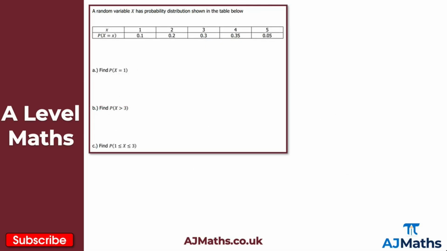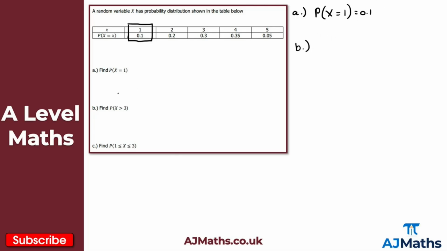And finally, if we take a look at the very last question here, we've got a random variable x which has probability distribution shown in this table below. So we've got three parts to this. Part A, we have to find the probability that x is equal to 1. So for this question, hopefully nice and straightforward, we are just using this table here to answer A, B, and C. So the probability that our random variable x here is equal to 1, well, that would just be this case here. Okay, so in that case, our probability here will simply be 0.1, and that's our solution to A.